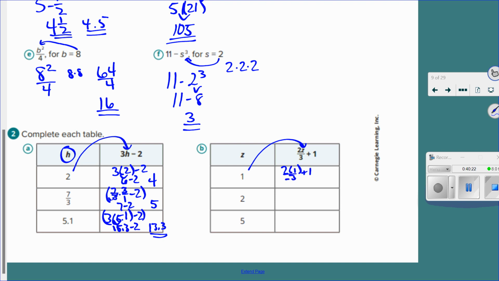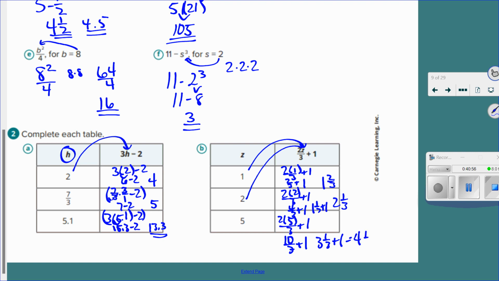Then I do the 2 in there. So 2 times 2 divided by 3 plus 1 gives me 4/3 plus 1. 4/3 becomes 1 1/3. Plus 1 gives me 2 1/3. And then I do 2 times 5 over 3 plus 1 gives me 10/3 plus 1. 3 goes into 10 3 times, with 1 left over. So 3 1/3 plus 1 gives me 4 1/3. Hopefully that one was pretty easy for you guys.